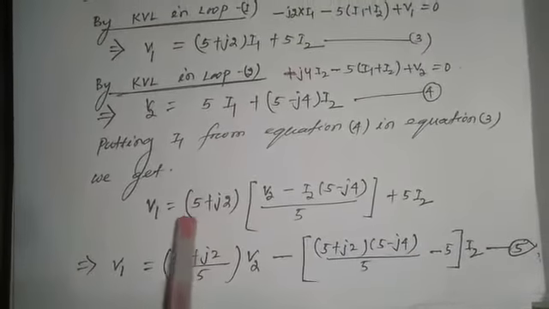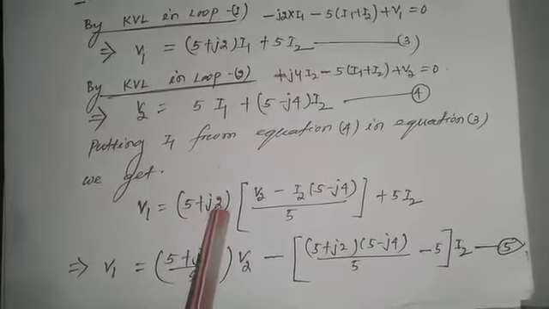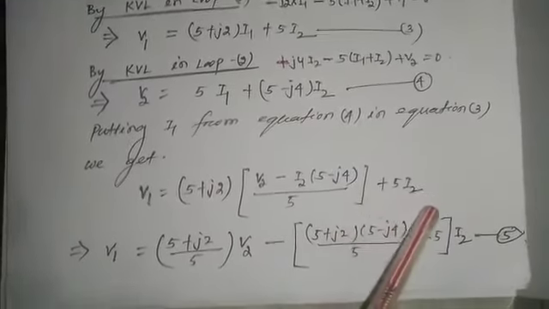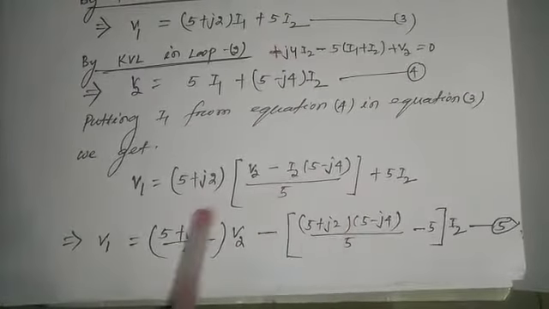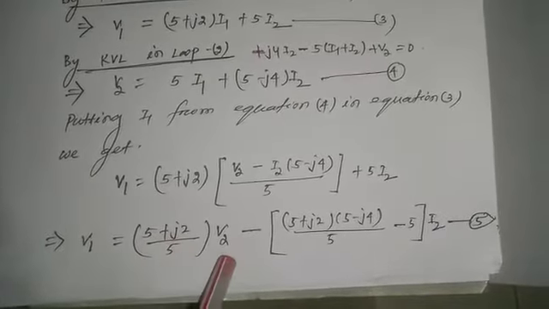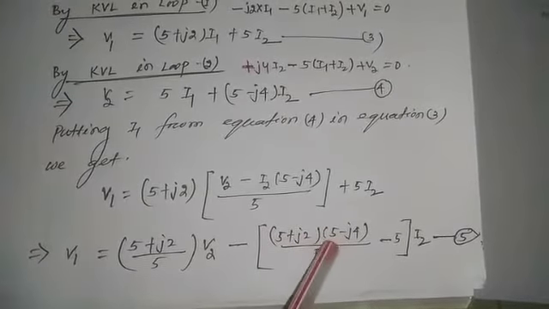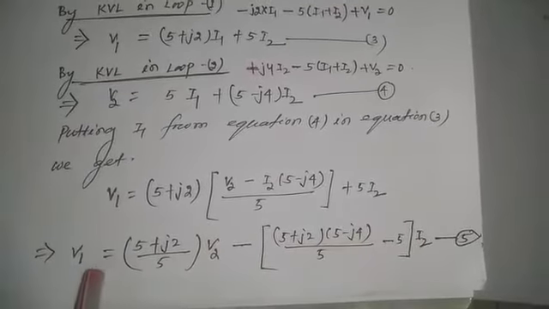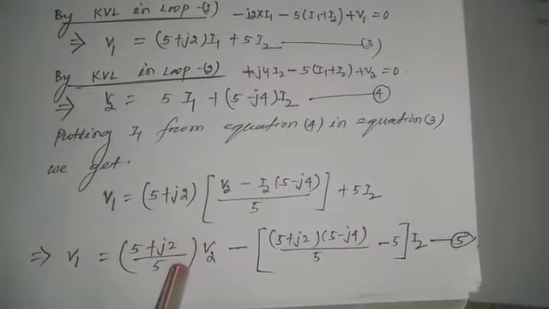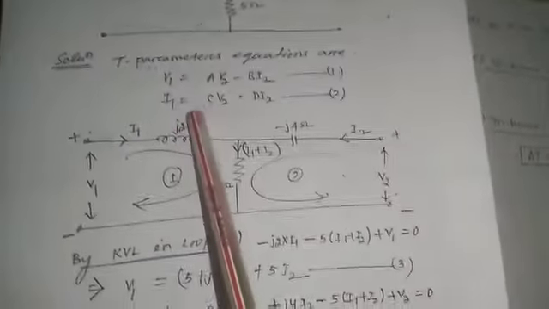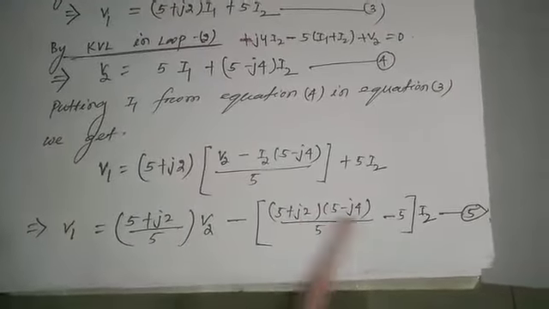Then what is equation 3 now? V1 is equal to (5 plus j2), and the I1 value is V2 minus I2 into (5 minus j4), divided by 5, plus 5 I2. Now you rearrange or solve this equation, you can get V1 is equal to (5 plus j2) divided by 5 into V2 minus [(5 plus j2) into (5 minus j4) divided by 5 minus 5] into I2. Equation 5. Now we are able to write V1 as some value into V2 minus some value into I2. That is, you see here, V1 is equal to A V2 minus B I2, equation 1. Now we are able to write this equation 5 in the format of equation 1.